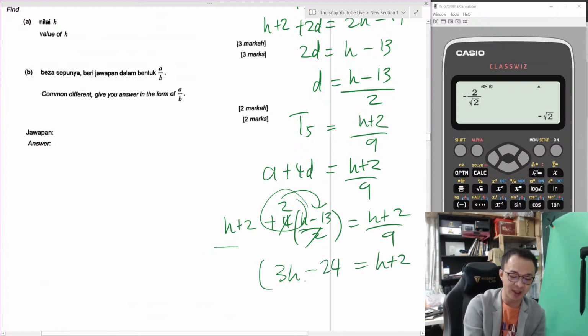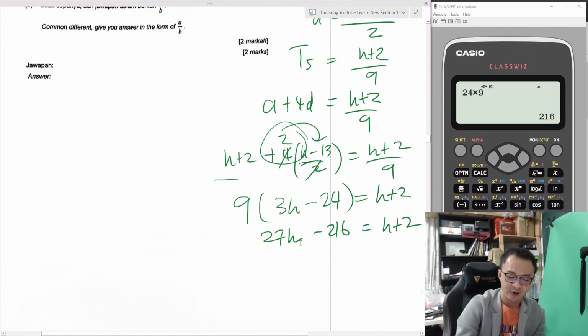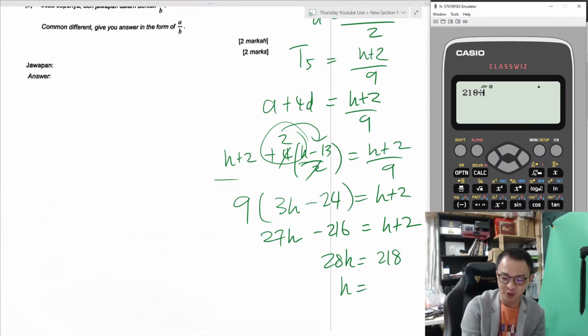Equal to H plus 2. The 9 I'm going to move here. So I got 27H. 24 times 9 minus 216 equals to H plus 2. Then I get about 28H equals to... Am I doing it correct? I hope I do it correct. I don't know. Okay, so it's 218. So my H should be 218 divided by 28. So I got 109 over 40.